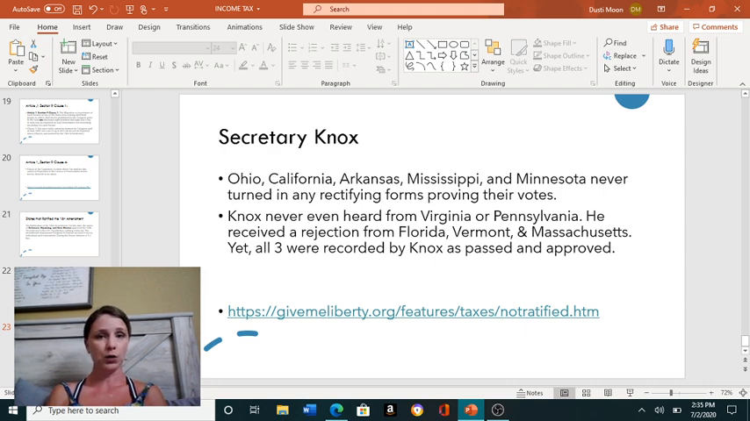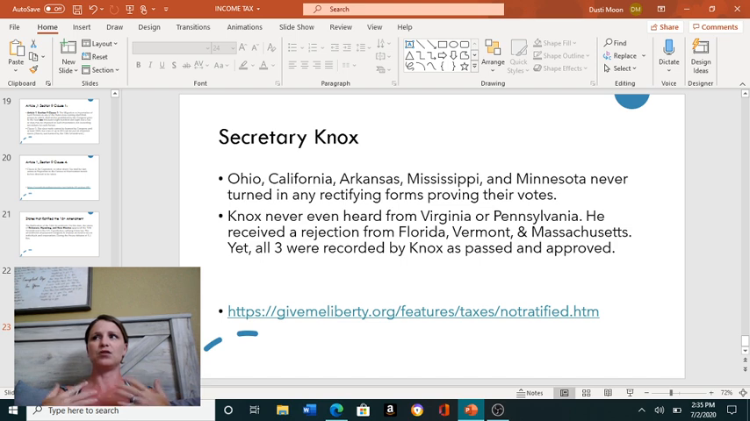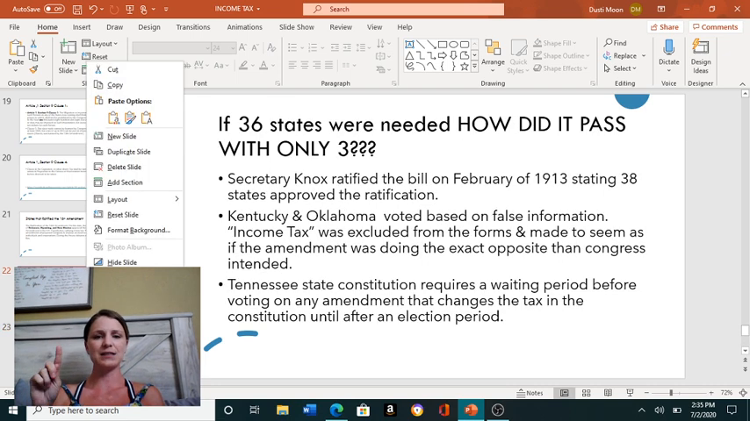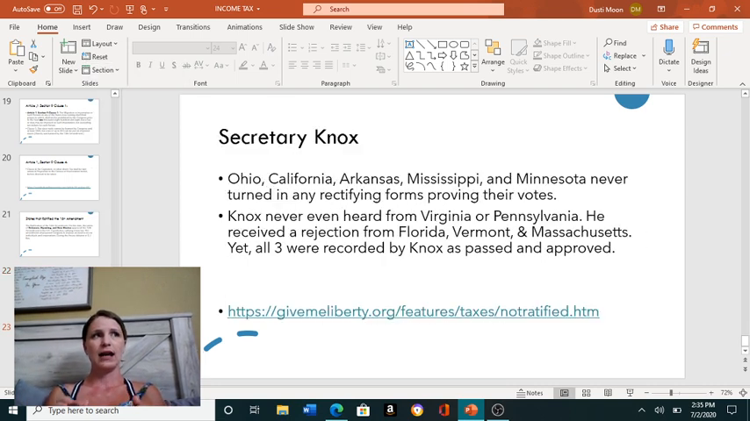So Ohio, California, Arkansas, Mississippi, and Minnesota never turned in any rectifying forms proving their votes. Whenever you have anything, even down to us citizens, if we turn anything in to the government, it has to be signed, it has to be on an official form, and it has to be sealed. And these 1, 2, 3, 4, 5 states never even turned in any rectifying forms proving their votes, yet California is on Knox's list of the 38 states. So now we've knocked out another one. We're down to 34.